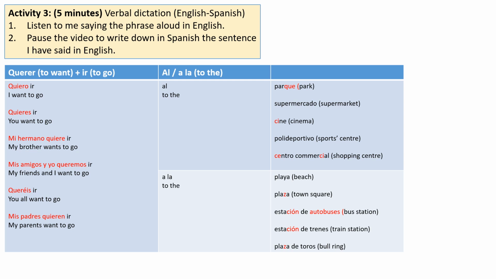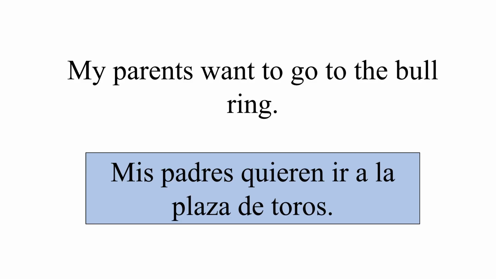My parents want to go to the bullring. Pause your video to write that down in Spanish. So you should have written: mis padres quieren ir a la plaza de toros. Muy bien.